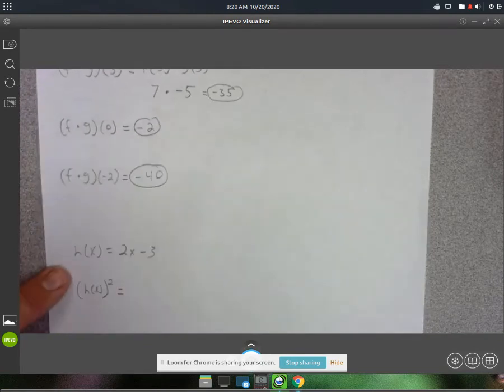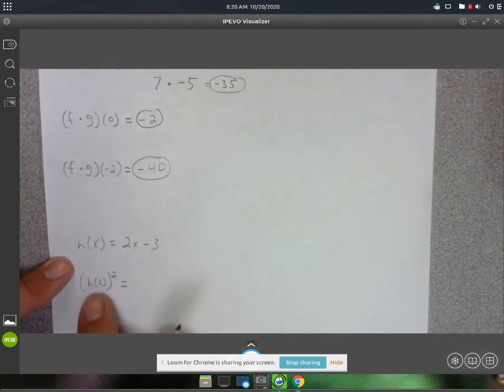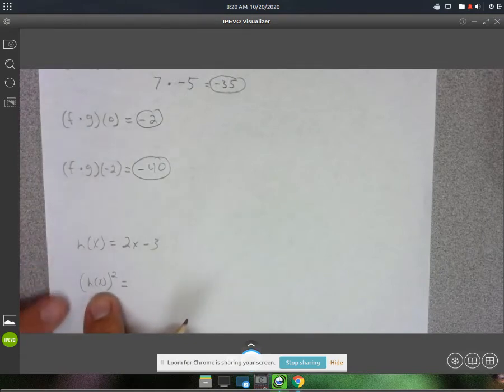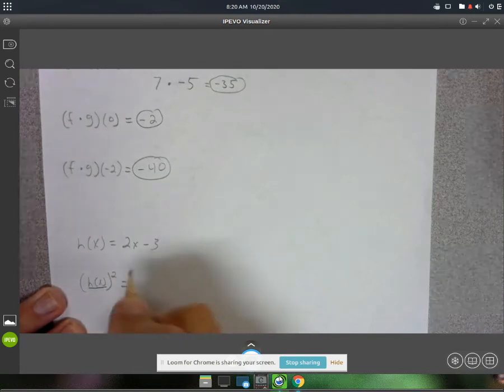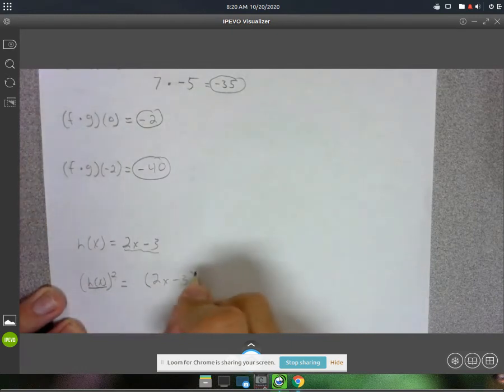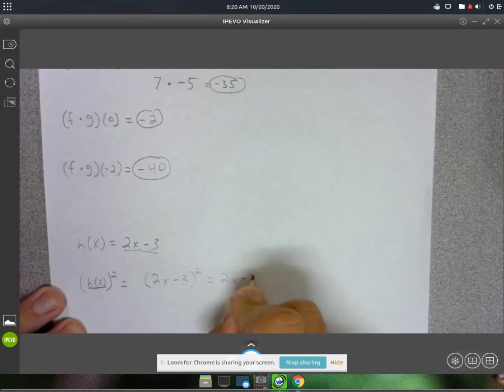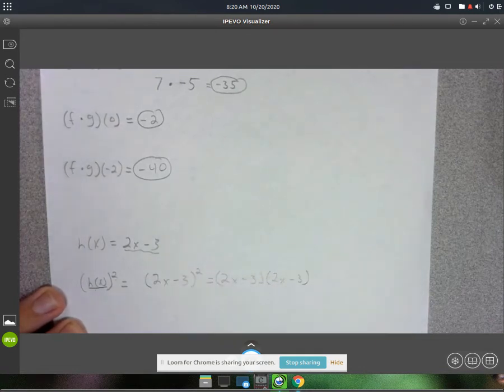All right, for this one, we've got h of x equals 2x minus 3, and they're asking us to find h of x squared. So if I take the h of x and put this 2x minus 3 instead, I would have 2x minus 3, all right, and then squared. And if you remember the squared, all that means is that you're doing 2x minus 3 times itself.